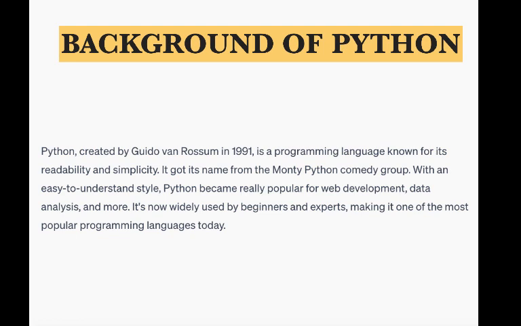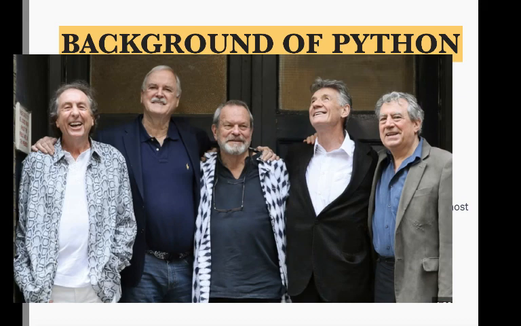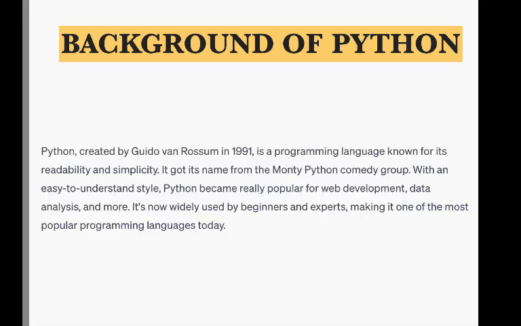Now let's get started. Here we will start off with a little bit of the background in Python. This is just a tiny bit of a big background. So Python was created by Guido van Rossum in 1991. Python is a programming language known for its readability and simplicity. It got its name from the Monty Python comedy group. With an easy-to-understand style, Python became really popular for web development, data analysis, and more. It's now widely used by beginners and experts, making it one of the most popular programming languages today.